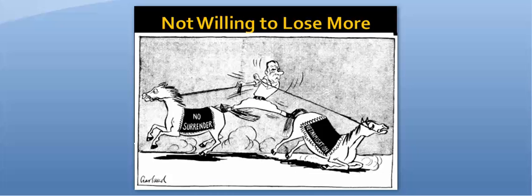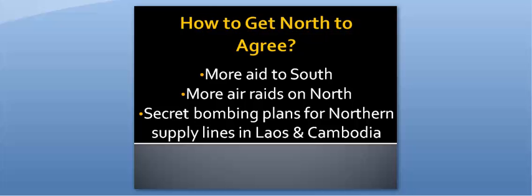In addition, Nixon wanted the North Vietnamese to accept the partition of Vietnam, and he was not willing to lose any more of Asia to communism that had already fallen. So he was trying to kind of balance this.